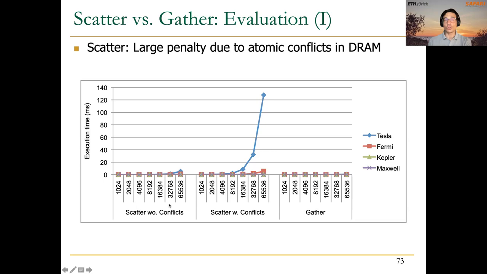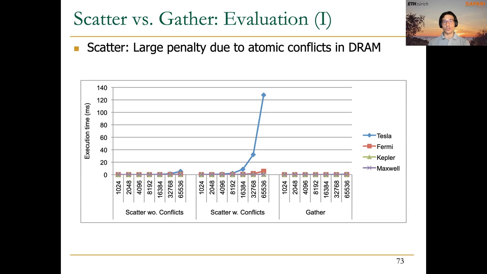And also the number of atomic conflicts increases with the size of the input arrays. So the larger the input array, the more threads we have in the scatter approach trying to update the same memory locations corresponding to the output arrays.